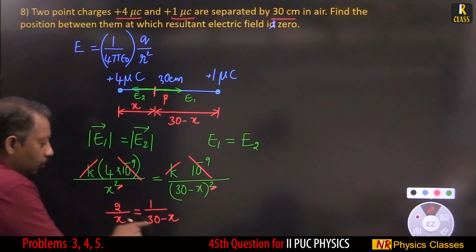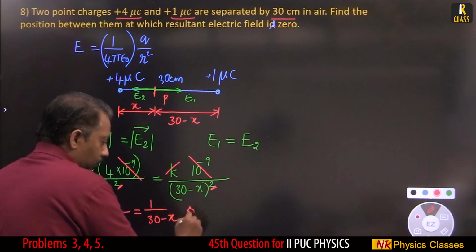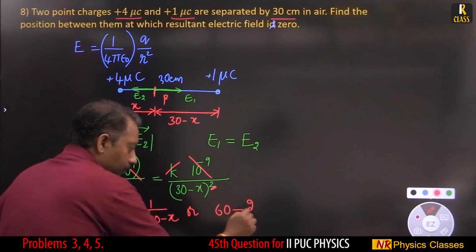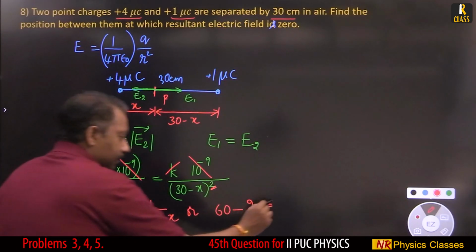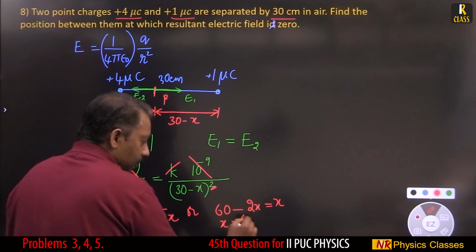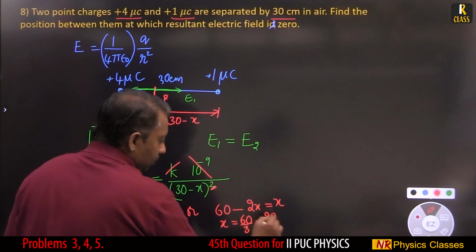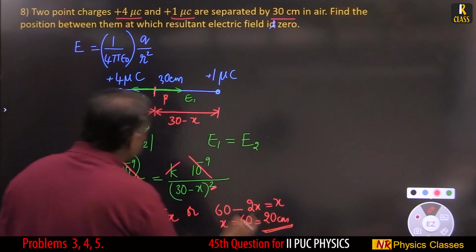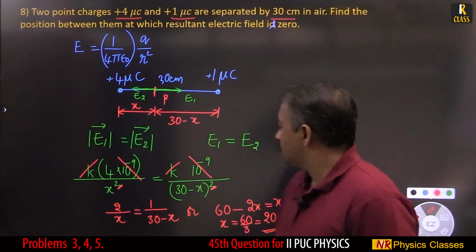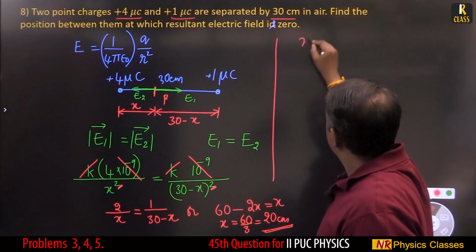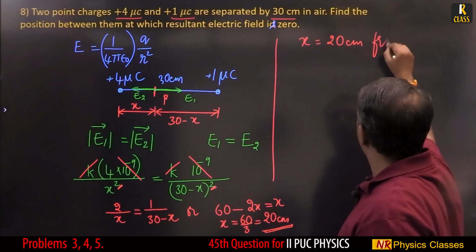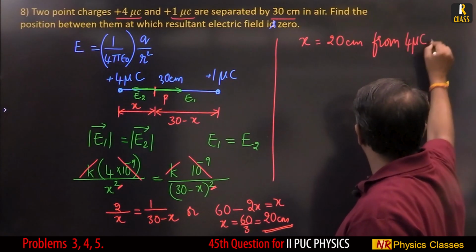Now simplify, 2 into this, 2 into 30, 60 minus 2x equal to x. This goes to the other side, then x equal to 60 by 3. 60 by 3 is 20. This is 20 centimeter from the 4 microcoulomb. x is from the 4 microcoulomb. Therefore, x equal to 20 centimeter from the 4 microcoulomb.